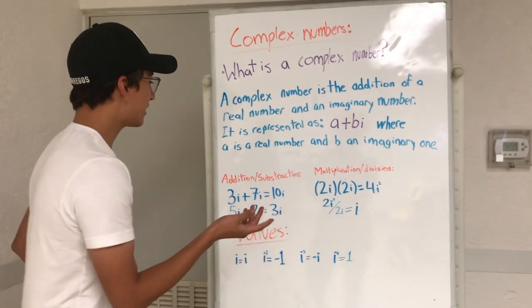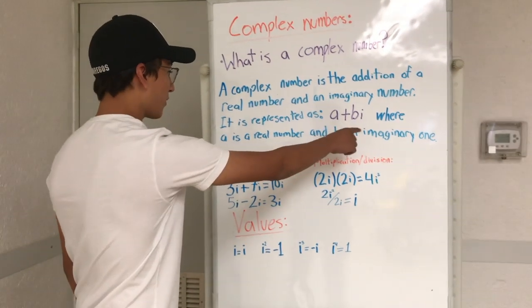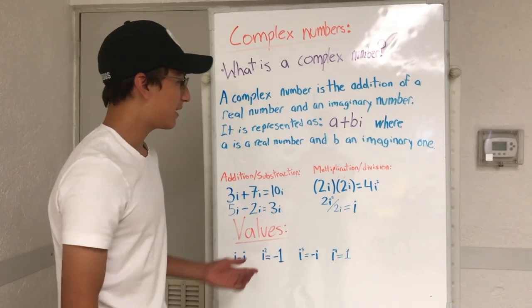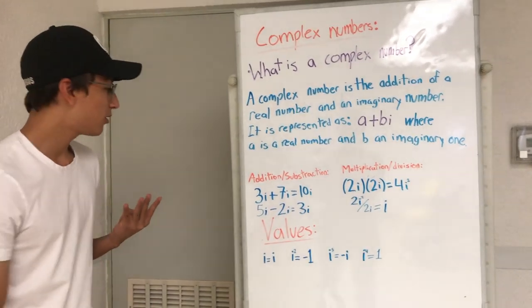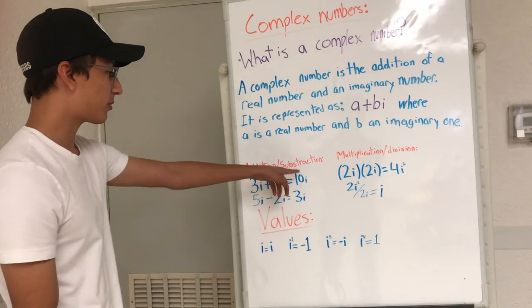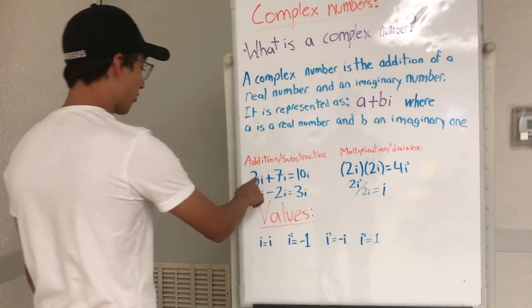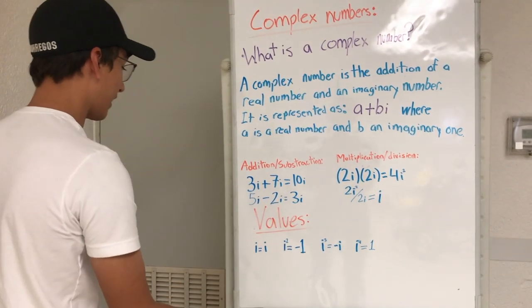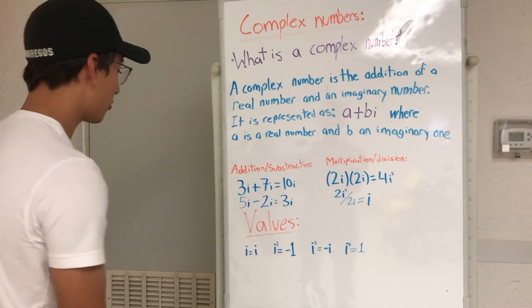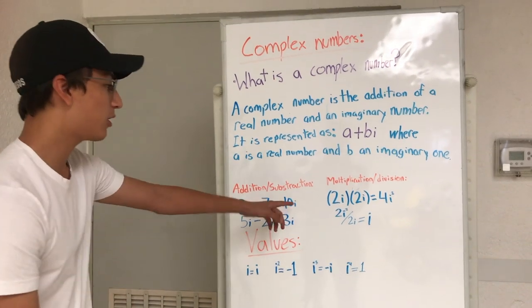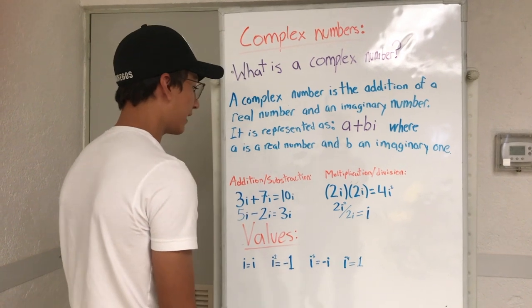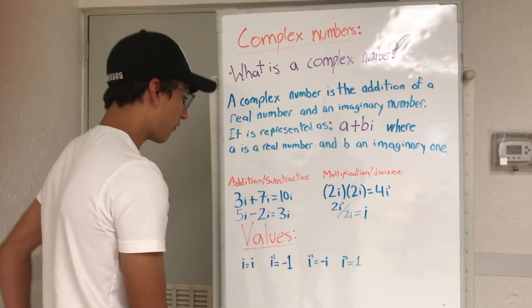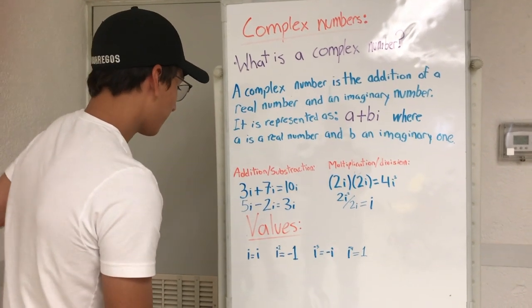A complex number is represented as a plus bi, where a is a real number and b is the imaginary one. There are 4 main operations we can do with imaginary numbers: addition, subtraction, multiplication, and division. So 3i plus 7i is 10i. 5i minus 2i is 3i. And the same will be for multiplication. 2i times 2i is equal to 4i squared, and 2i squared over 2i is equal to i.